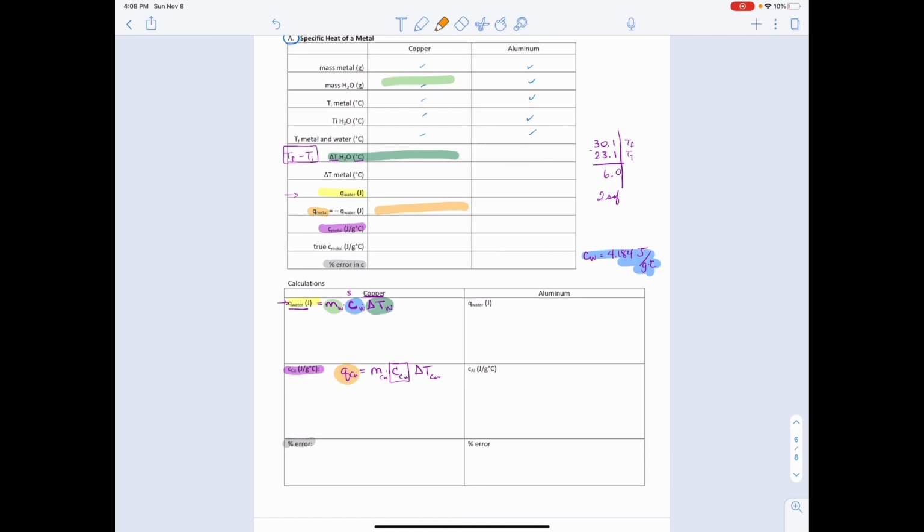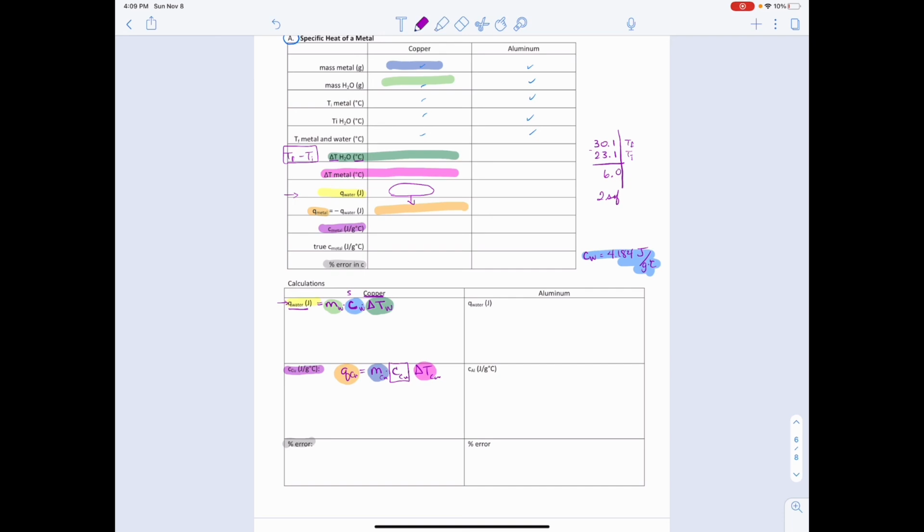If you're confused on how to fill this little section out, all it is, you put the number you get here, you repeat the number, and you just change the sign. So if this were negative, then this would be positive. Or if this were positive, then this would be negative. The mass of the metal was given up here, and the change of temperature of the metal is calculated right here. So see, you're just missing the one variable.